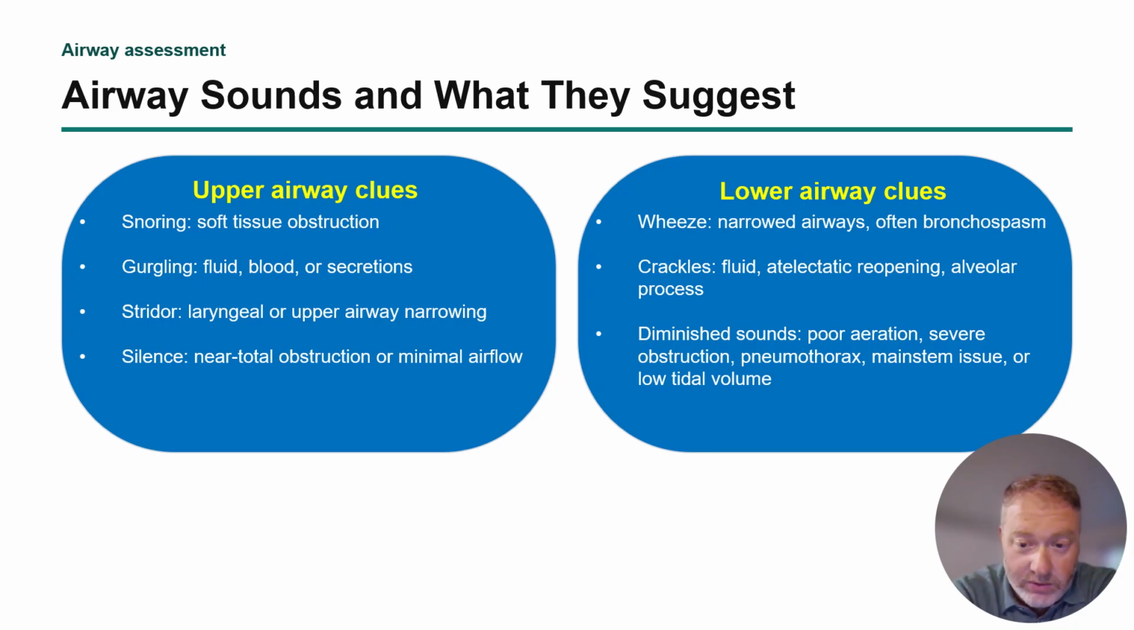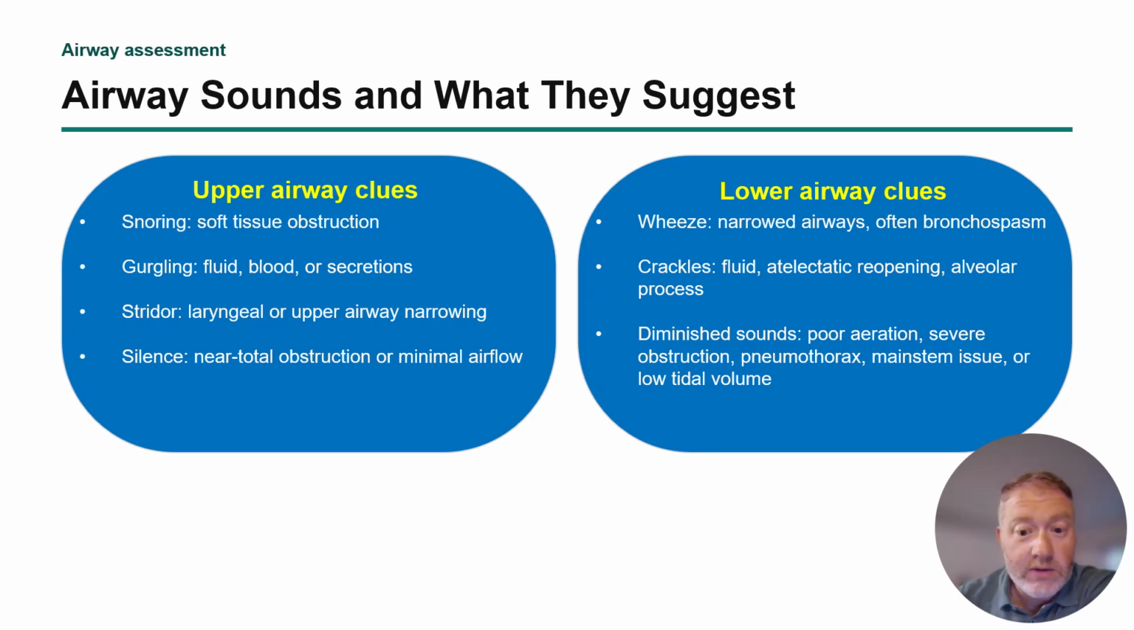Lower airway clues, so wheezing. Wheezing can be high pitch, low pitch, coarse, fine, tight. Usually caused by the narrowing of the bronchial smooth muscle, often associated with bronchospasm and secretions and swelling and things of that nature. If you're hearing the wheeze without auscultating, chances are it's not a lower airway wheeze.